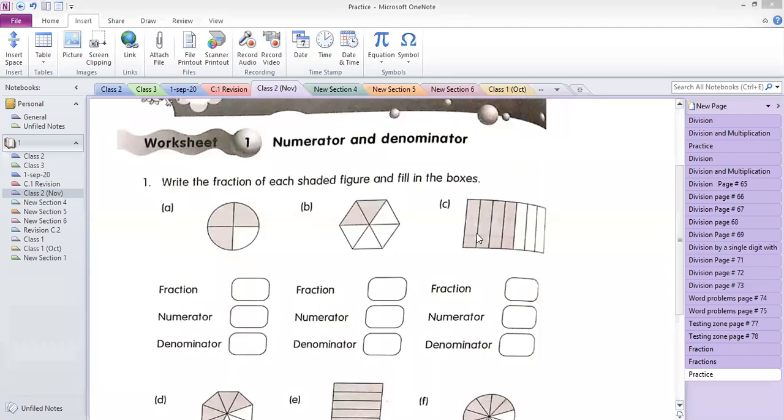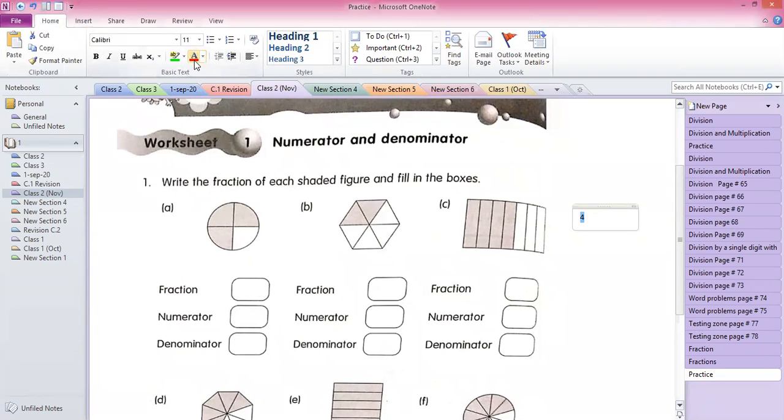So is four our numerator or denominator? Very good. So 4 is our denominator. Why? Because there are four equal parts: 1, 2, 3, and 4. So I will write 4 in the denominator.